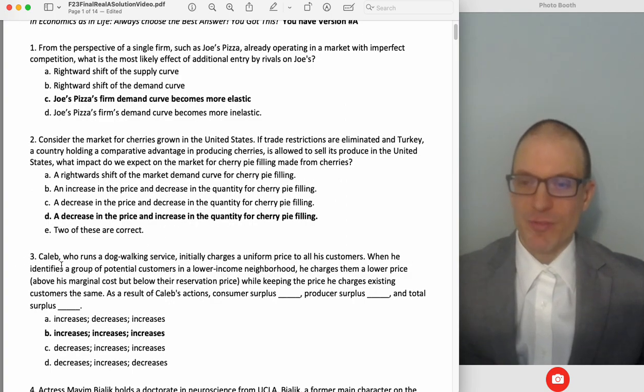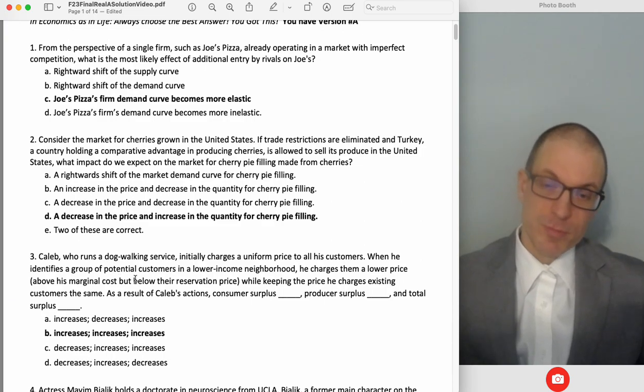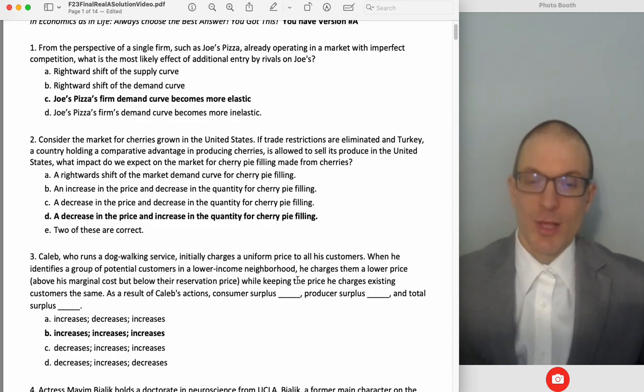All right, so then we have Caleb, who runs a dog walking service, initially charging a uniform price to all consumers. When identifying a group of potential customers in a lower income neighborhood, decides to charge them a lower price, still above marginal cost, but below the reservation price, while keeping the price he charges to existing customers the same.